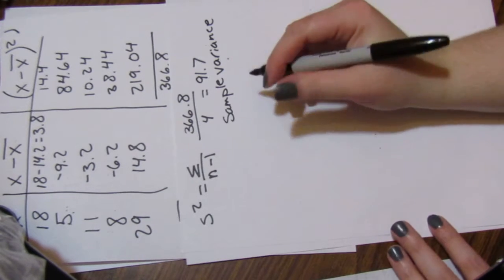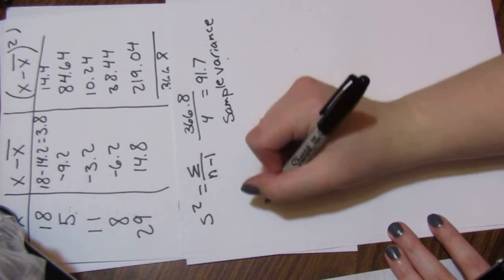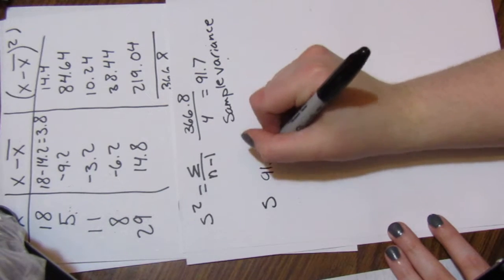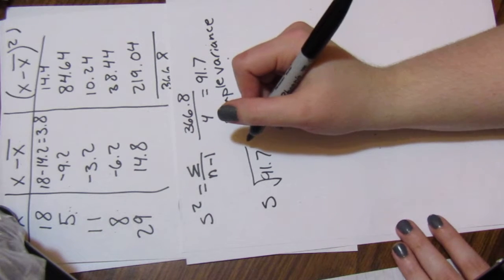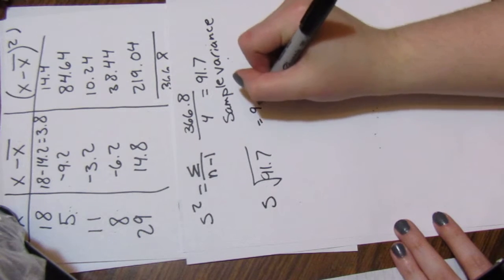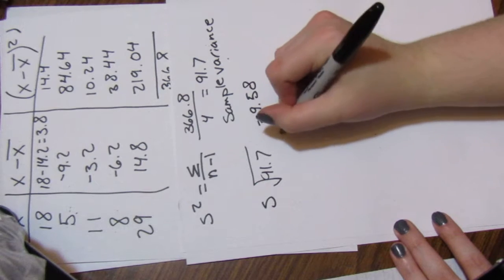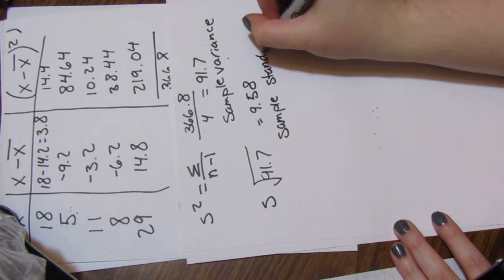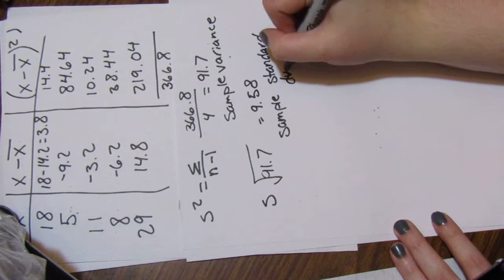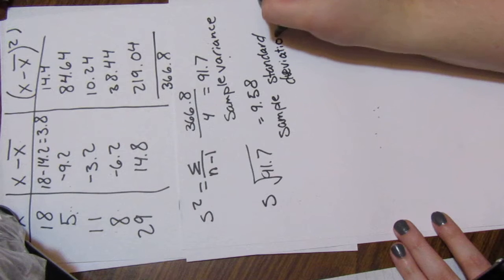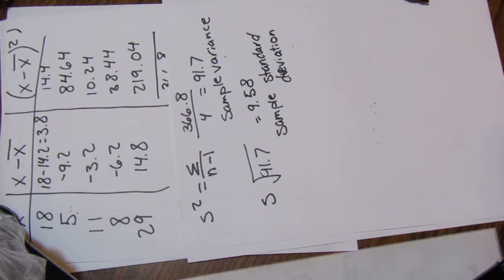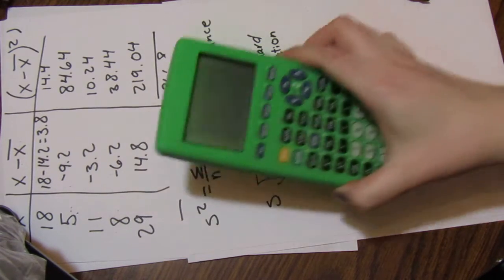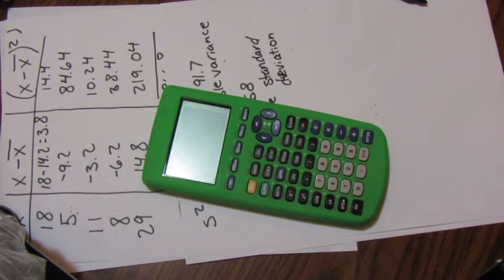And then the same thing applies. If you want to find s itself instead of s squared, you just take 91.7 and find the square root of it, which comes out to 9.58. And that is the sample standard deviation. So basically, she showed us how to do this on our calculator, so we don't have to know how to do it the long way.